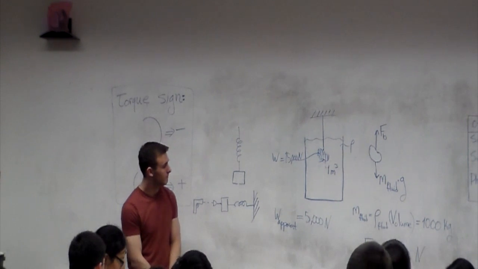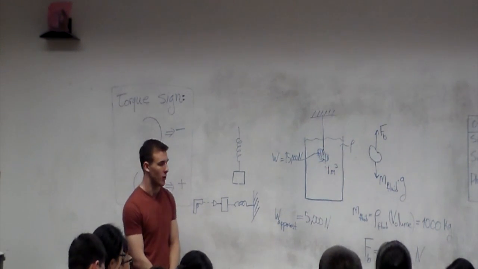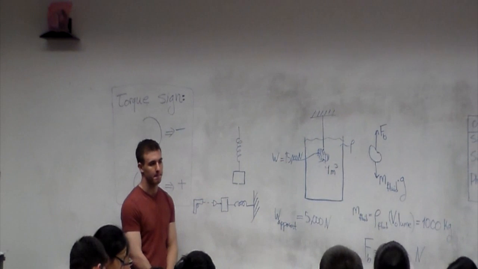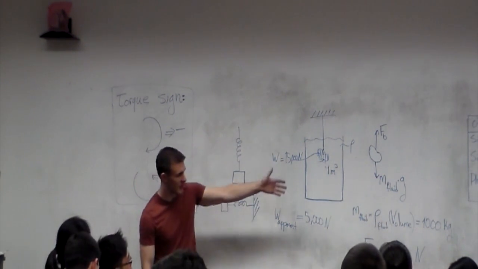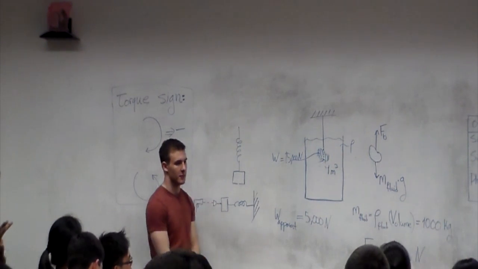How did you get the 1,000 and 10,000? That's the density of water, 1,000 kilograms per cubic meter. And F_B is g times that 1,000, so 10,000.